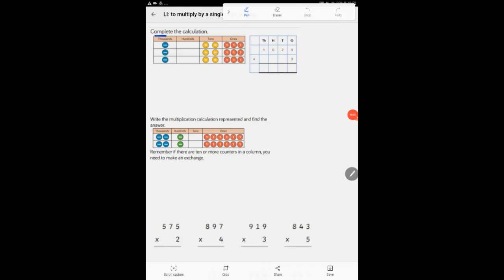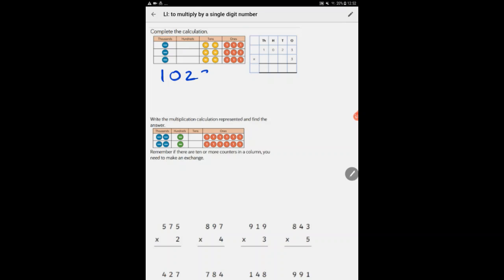Okay, so the first question says complete the calculation. You have 1023 times by 3. Now this is a pictorial representation of that question. So as you can see, you have 1023 along the rows, and you have 3 of them because it's multiplied by 3. So in your book, you just write out the question in the column method.